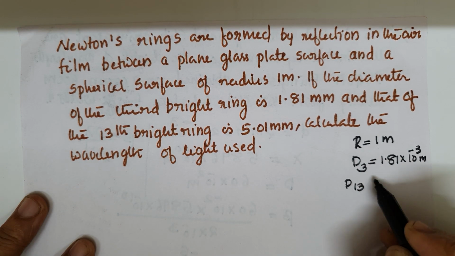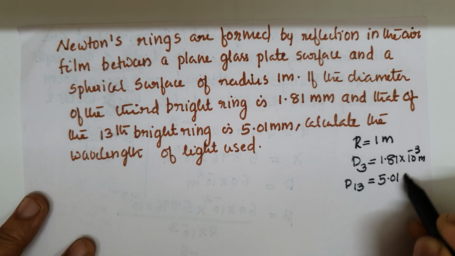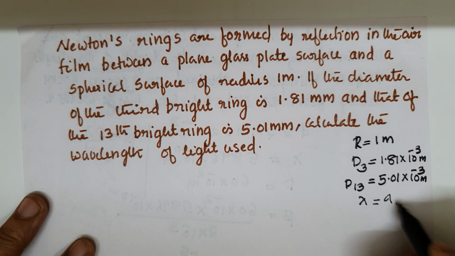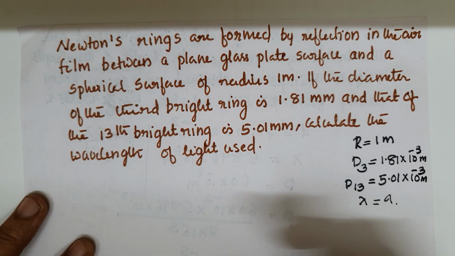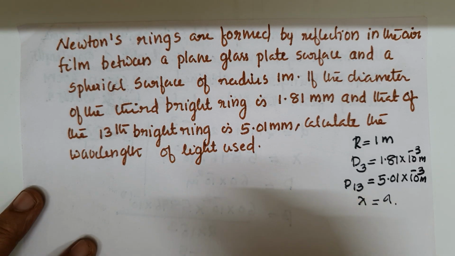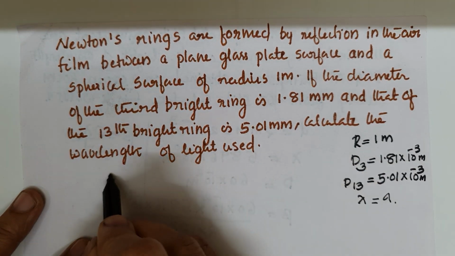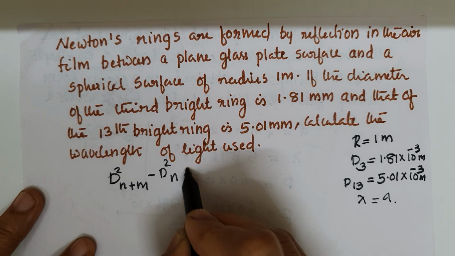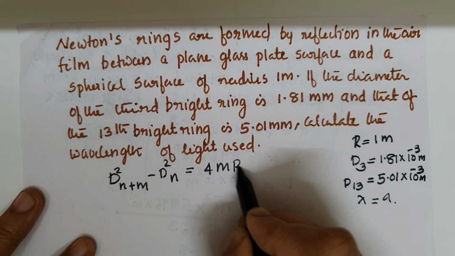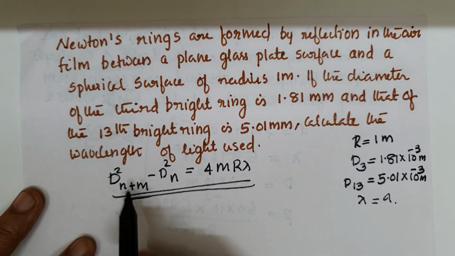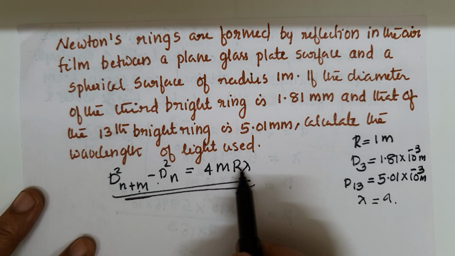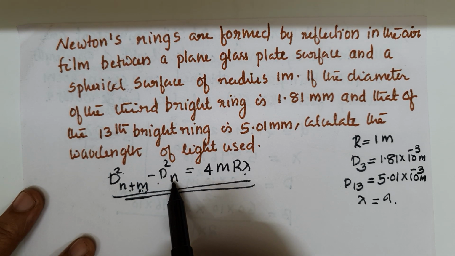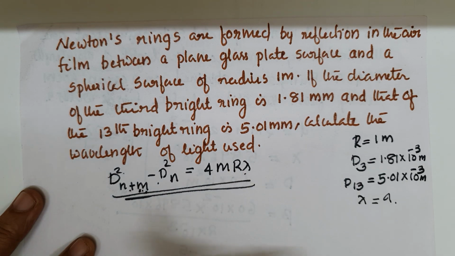and the diameter of the 13th ring D13 is equal to 5.01 into 10 raised to minus 3 meter. Calculate the wavelength of light used. Lambda should be found out. So we have the general equation for the n plus mth and nth ring. That is, d square n plus m minus d square n is equal to 4mr lambda. D n plus m means the diameter of the n plus mth ring, and Dn is the diameter of the nth ring.